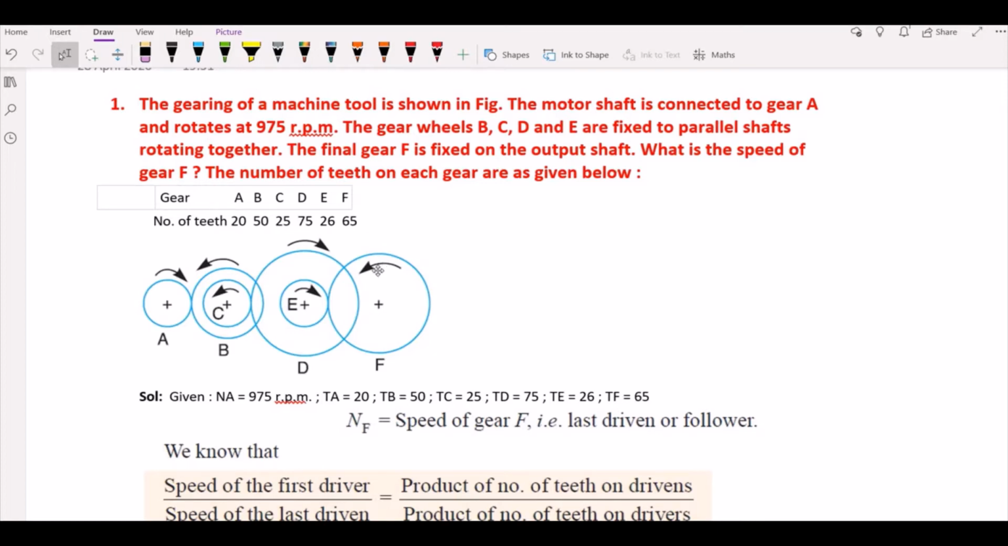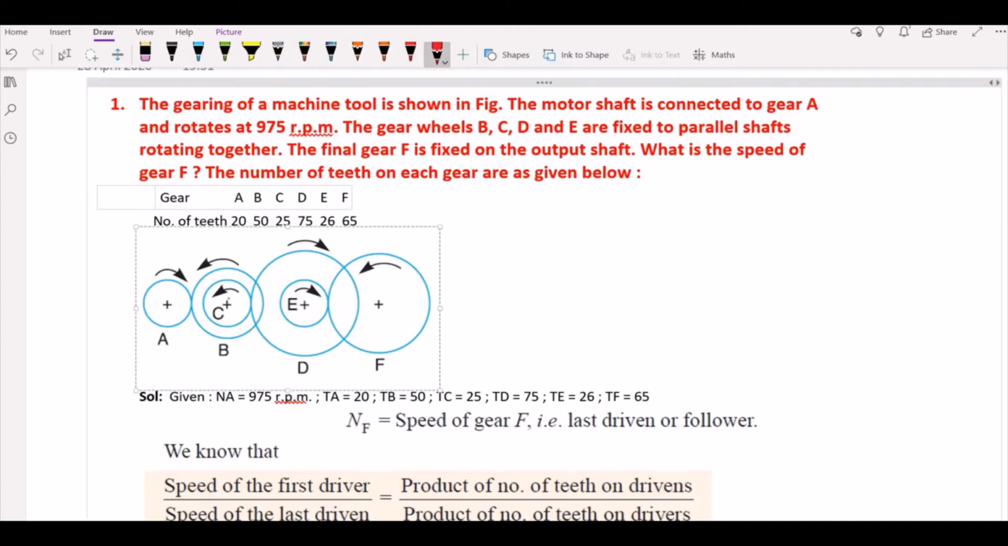Number one: the gearing of a machine tool is shown in the figure. The motor shaft is connected to a gear A and rotates at 975 rpm. The gears B, C, D are fixed to the parallel shaft, rotating together. The final gear F is fixed to the output shaft. What is the speed of the gear F? The number of teeth on each gear is given below. So this is a simple problem.